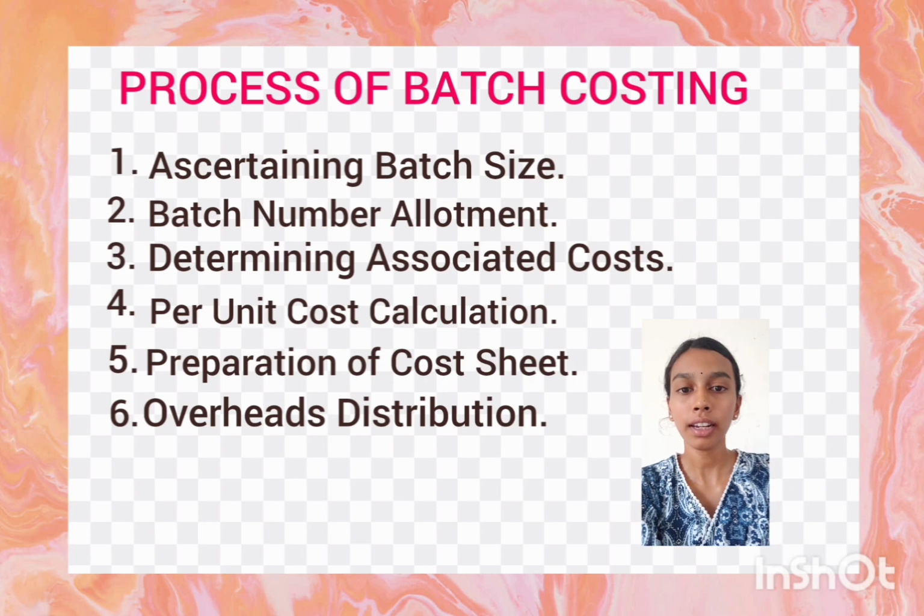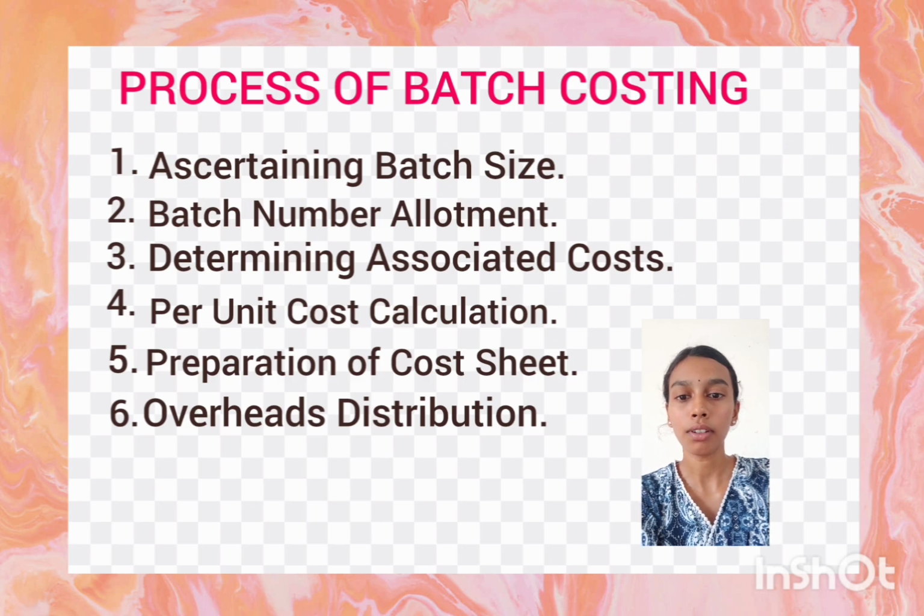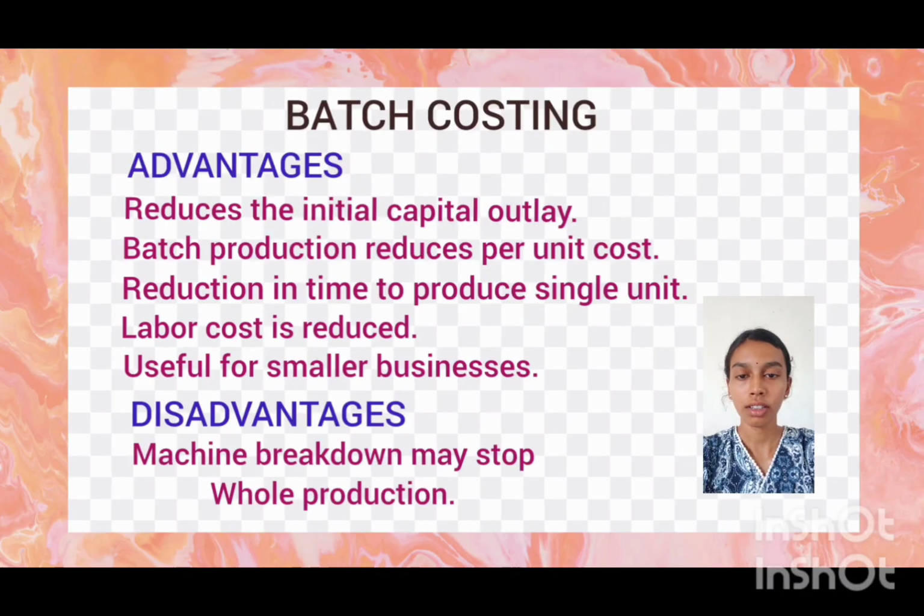Process of batch costing. Number 1. Ascertaining batch size. Number 2. Batch number allotment. Number 3. Determining associated cost. Number 4. Per unit cost calculation. Number 5. Preparation of cost sheet. Number 6. Overheads distribution.